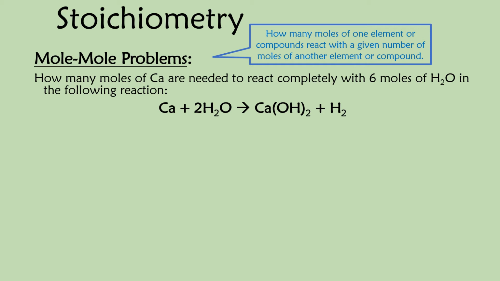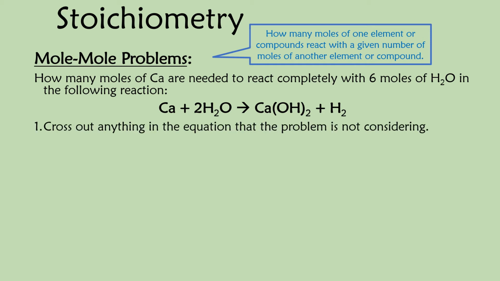Now, the first thing that you want to do is make your equation simpler. So you want to cancel out the things that you don't need. In this case, because the question is only concerned about calcium and water, we can go ahead and cancel out these two things in the product because we are not talking about them, so we don't even need to look at them. The next thing that we want to do is figure out the mole ratio, which means, for every 1 mole of calcium or 2 moles of calcium or whatever it is, what's the mole ratio that we are given in the equation.